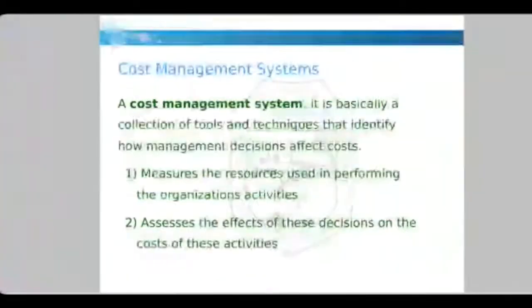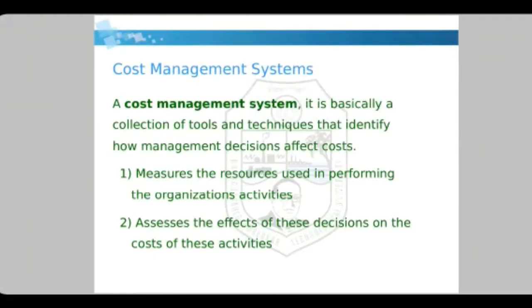So what is the meaning of cost management system? Cost management system is basically a collection of tools and techniques that identify how management decisions affect the cost. So it will help to calculate overall cost of the inventory or overall cost of the company. It measures the resources used in performing the organization's activities.